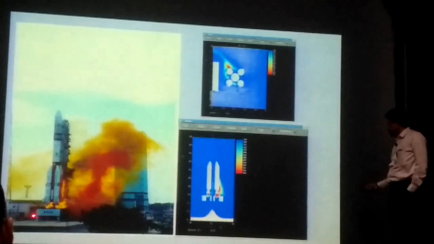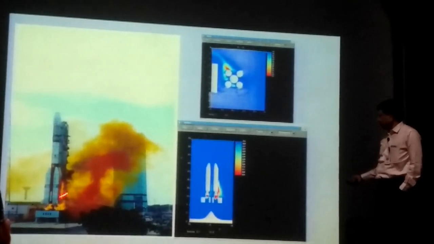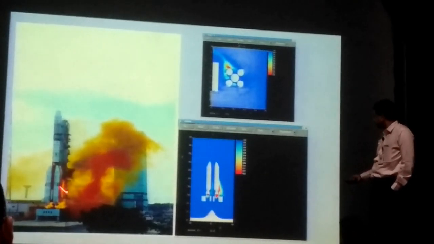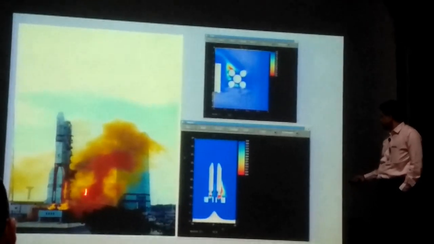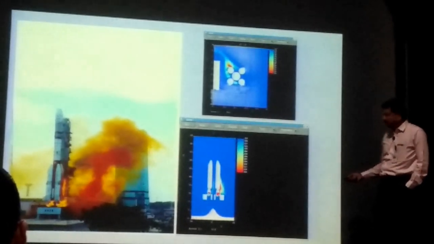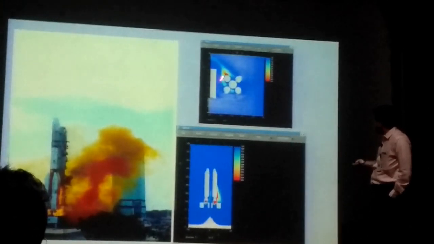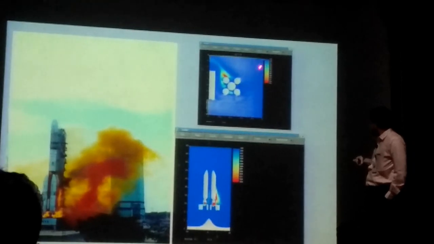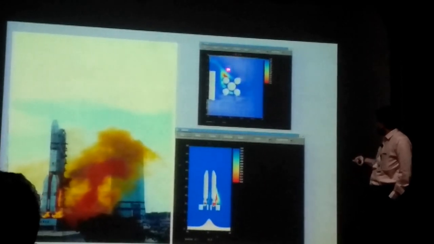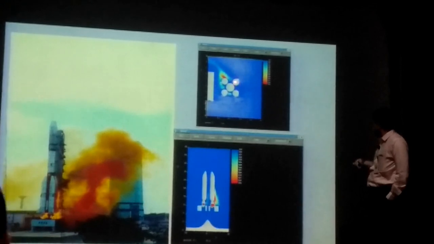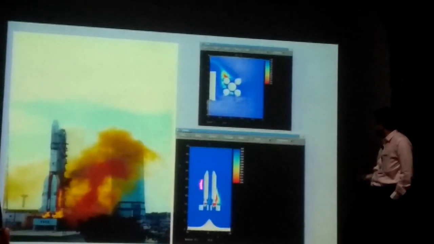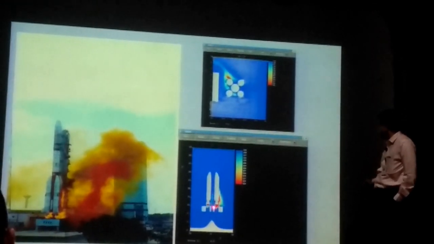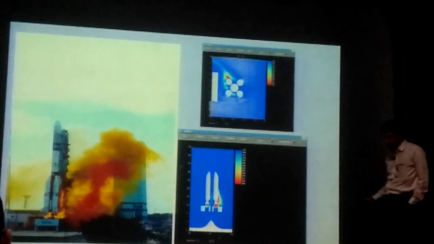But what is interesting is although the fuel is coming out from all the four strap-ons, only one of them caught fire. And it was then interesting to find out why only one had this. When the simulations were carried out with the combustion effects, what we can see is that because of the wind condition prevailing at the time, there was a dead zone coming here, which because of the convection was coming in the one strap-on. So with these simulations, we were able to capture the particular phenomenon.